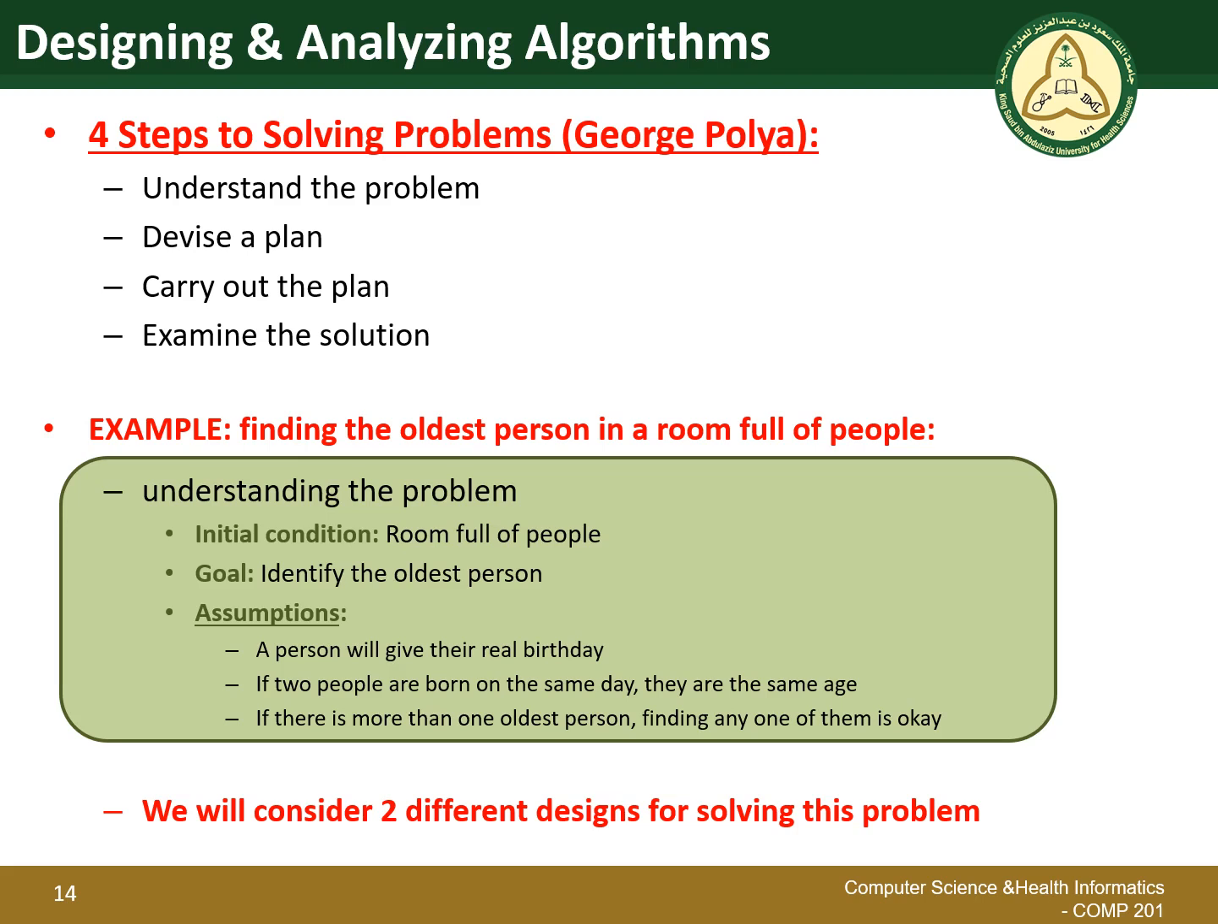We need to determine our assumptions. First, we will assume that all people are normal. Everyone can give their real birthday. And we assume if two people have the same birthday, they are the same age, including the oldest. So if we have more than one oldest person, any one of them is okay. يعني يهمني الموضوع الage، ما يهمني الأشخاص نفسهم بقدر ما يهمني the age of the oldest person. So we will consider two versions of algorithms to solve such a problem.